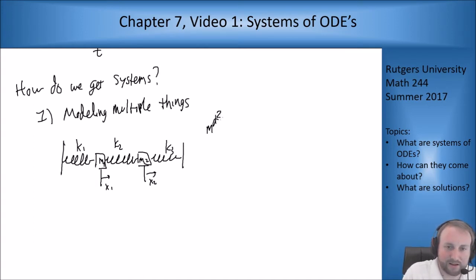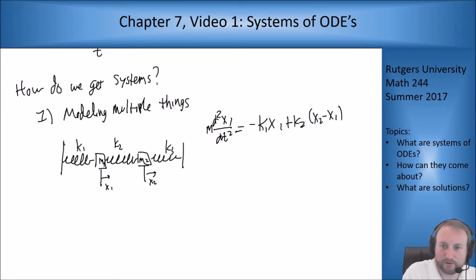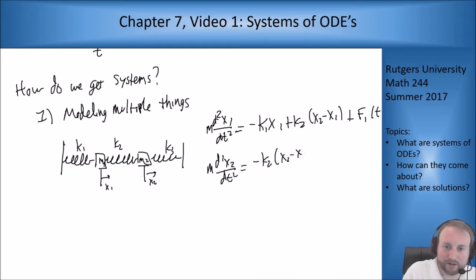So for instance, in this case, you get something that looks like this. Mass times the second derivative of x1 in time is negative k1 x1, so that's the spring force from this first spring, plus k2 times (x2 minus x1), plus whatever external forcing you have. And for mass 2, you get minus k2 times (x2 minus x1), minus k3 x2, plus your forcing on the second one.